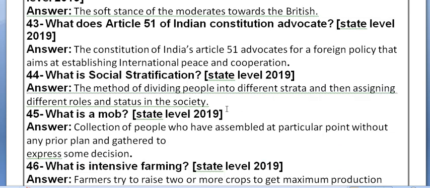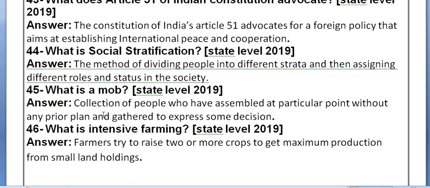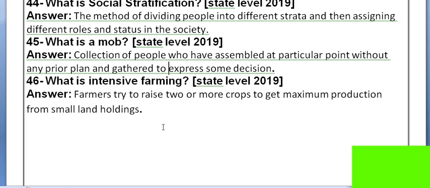What is social stratification? The method of dividing people into different strata and then assigning different roles and status in the society. What is a mob? Collection of people who have assembled at a particular point without any prior plan and gathered to express some decision. What is intensive farming? Farmers try to raise 2 or more crops to get maximum production from small land holdings.